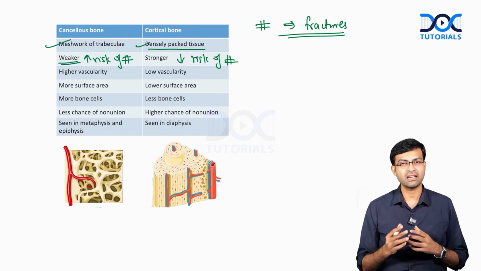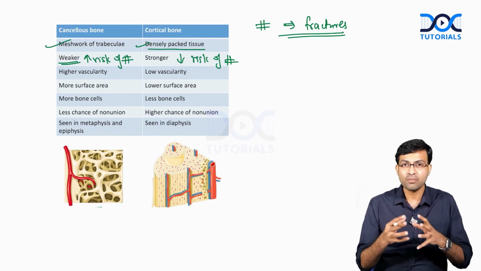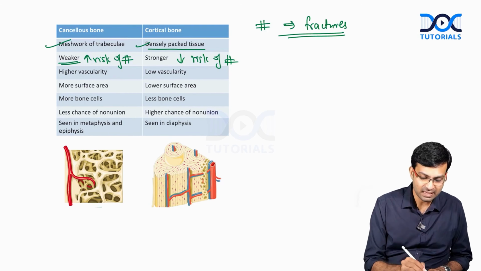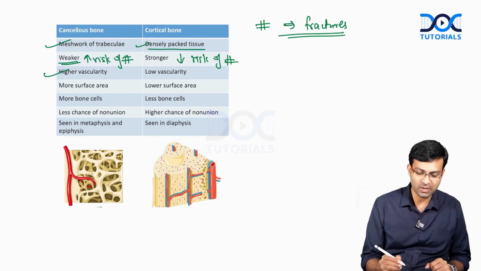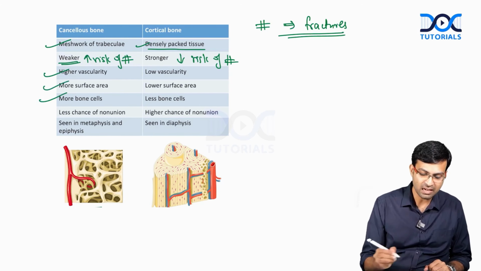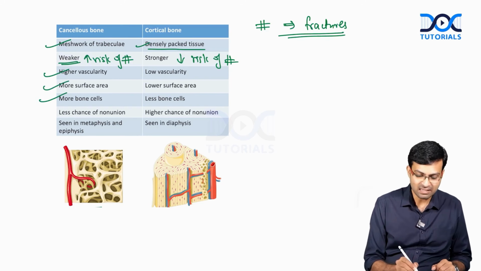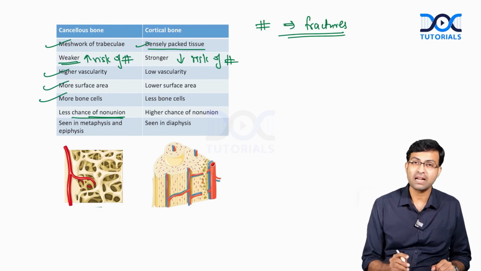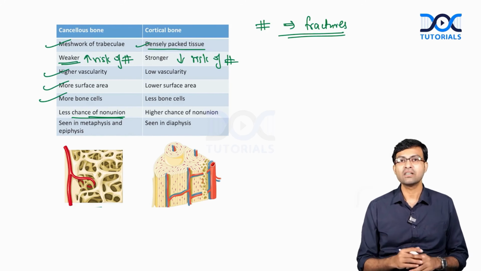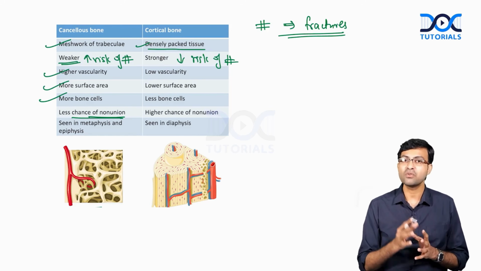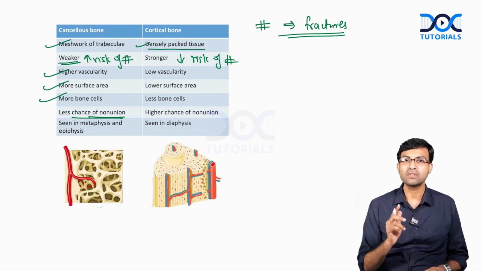because of this difference in strength. But there is an advantage for cancellous bone. Why? Because it is made up of loosely packed tissue. It has high vascularity because there is a lot of blood vessels that can enter into it. It has more surface area and has more bone cells. So even if there is a fracture, there is less chance of non-union. It will unite very well. I have never seen a metaphyseal fracture or a cancellous bone fracture going in for non-union. It almost never happens.